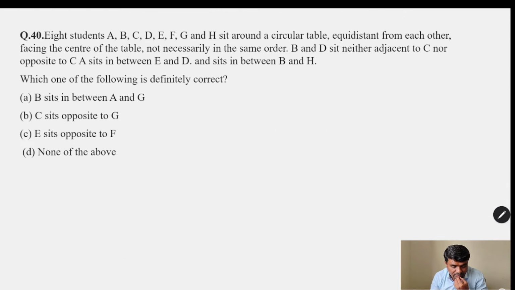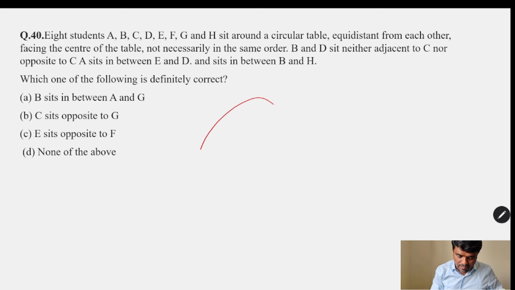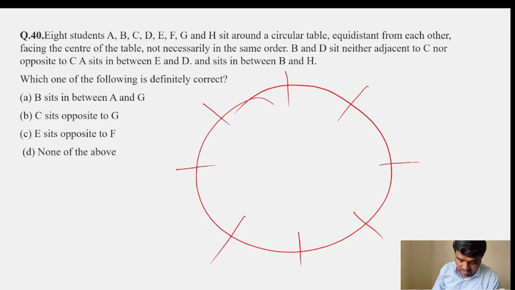Question number 40. Eight students A, B, C, D, E, F, G, H. It is about seating arrangement. Eight persons, so let me draw 8 positions. Facing the center, not necessarily in the same order.